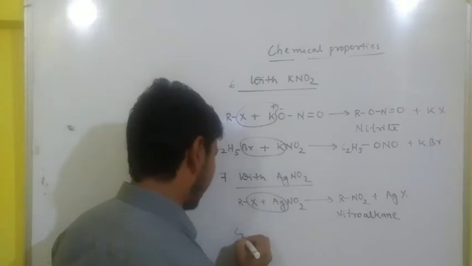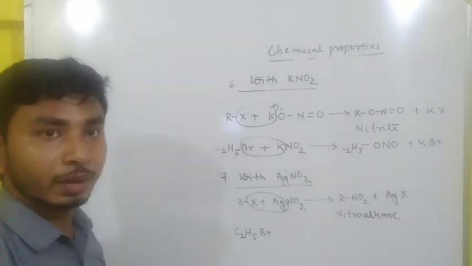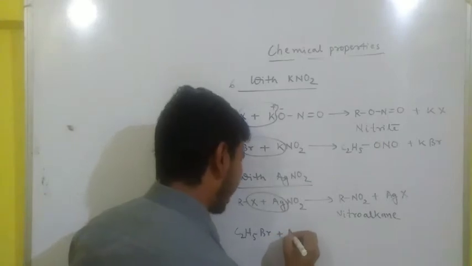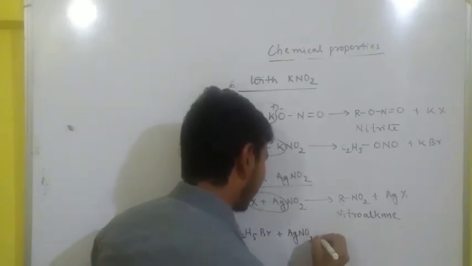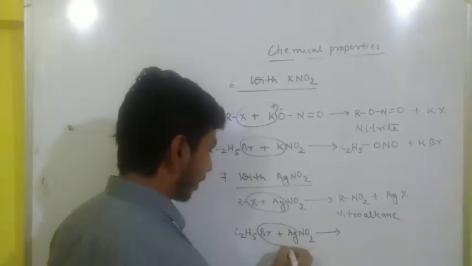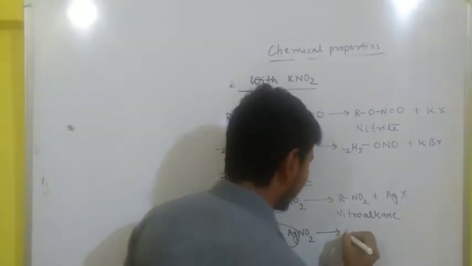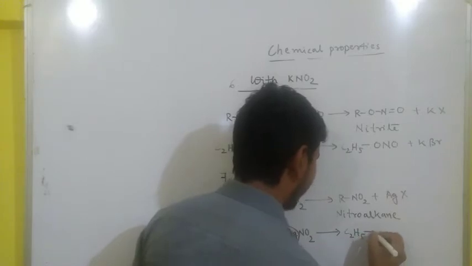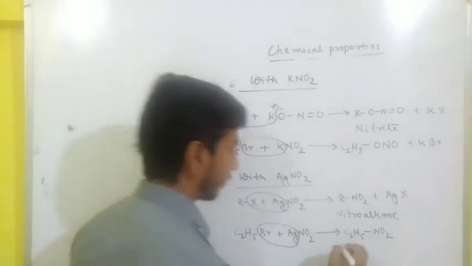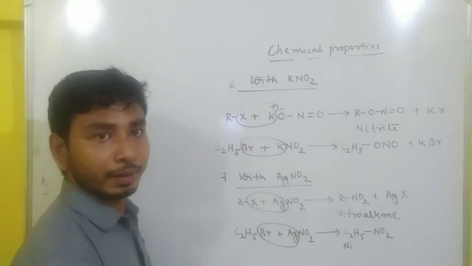So for example, C2H5Br plus AgNO2. AgBr is removed. So C2H5NO2. It is nitroethane.